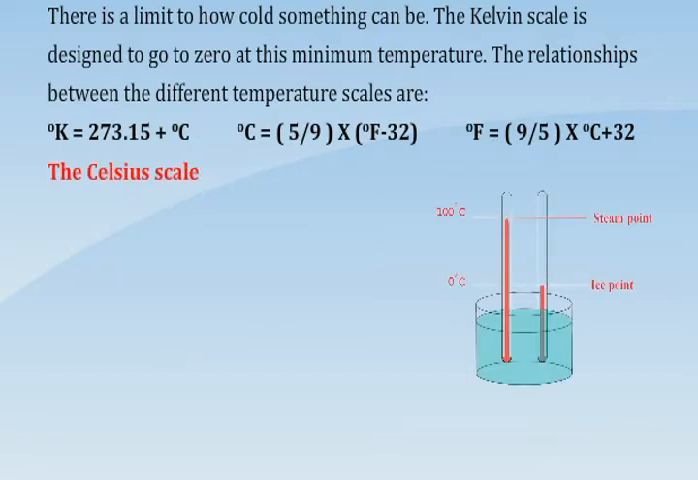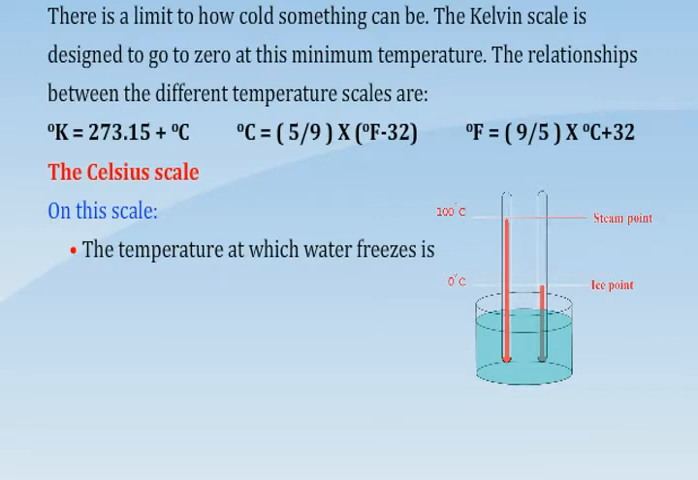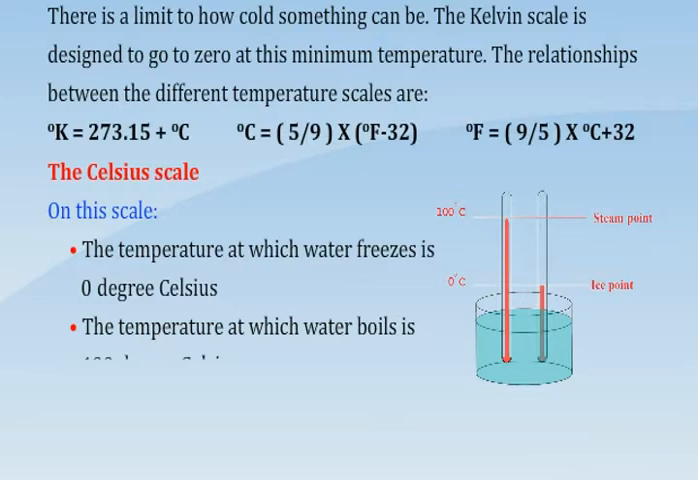The Celsius scale. On this scale, the temperature at which water freezes is 0 degrees Celsius. The temperature at which water boils is 100 degrees Celsius.